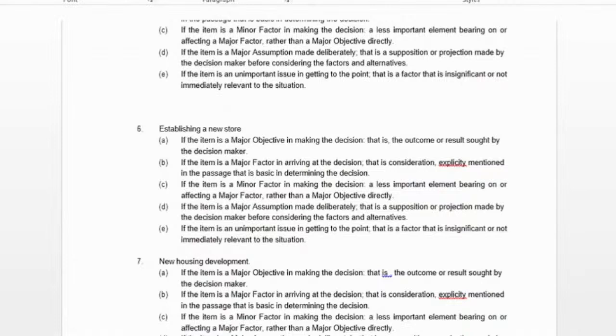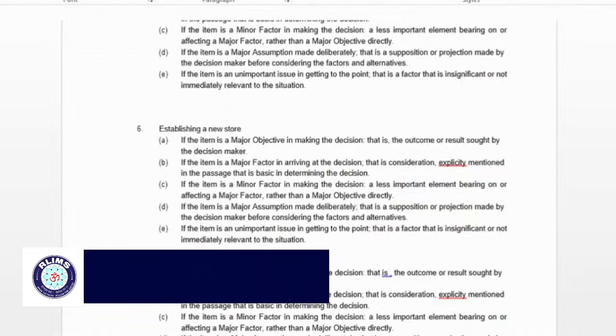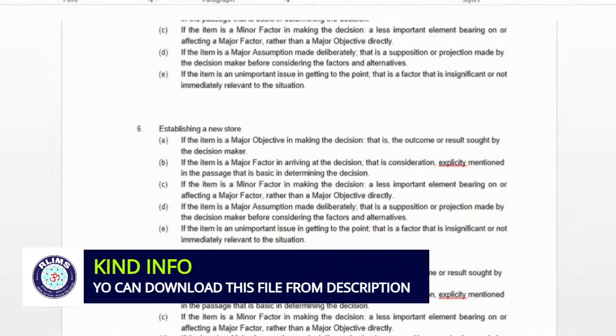Okay. So establishing a new store. So the item is a major objective. So the main central idea of this passage is establishing a new store. So this answer is option A. Item is a major objective.